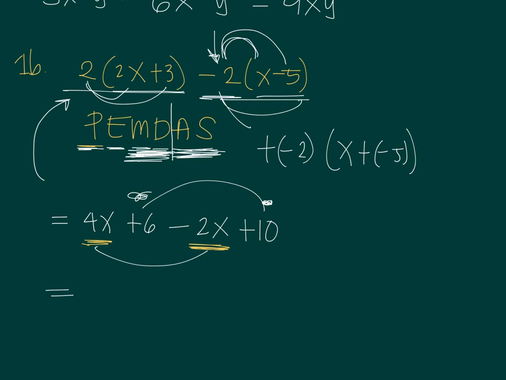So this will become 4x minus 2x, so perform the operation. 4x minus 2x is 2x, and 6 plus 10 is equal to 16. So the final answer is 2x plus 16. That's the simplest form of 2 times 2x plus 3 minus 2 times x minus 5.